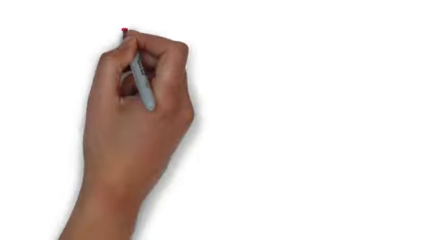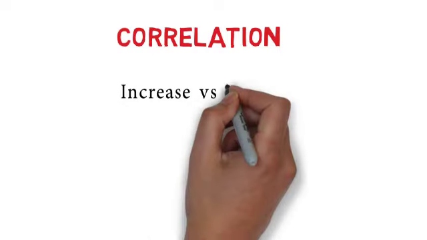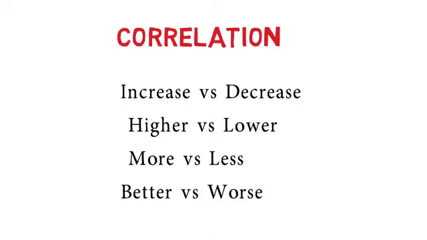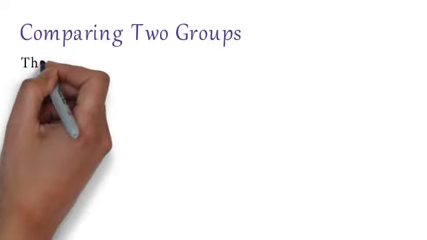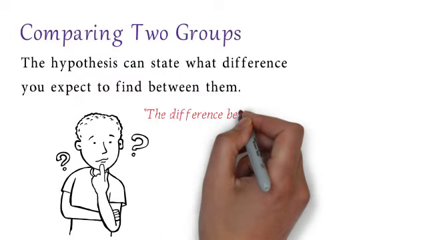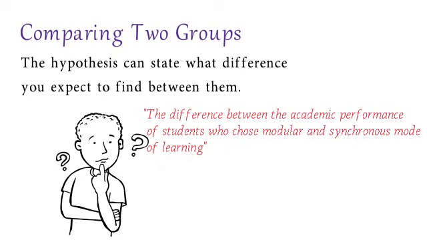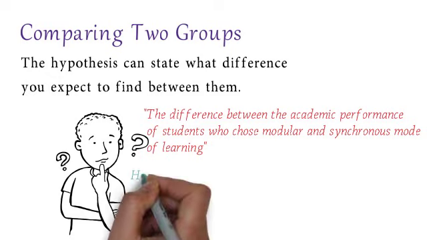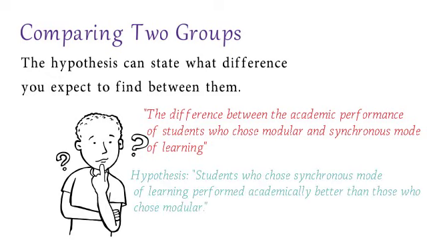With correlation, we can make use of the words such as increase or decrease, higher and lower, more or less, better or worse. And if you are comparing two groups, the hypothesis can state what difference you expect to find between them. For example, you wanted to know the difference between the academic performance of students who chose modular and synchronous mode of learning. Now, your hypothesis could be students who chose synchronous mode of learning performed academically better than those who chose modular.